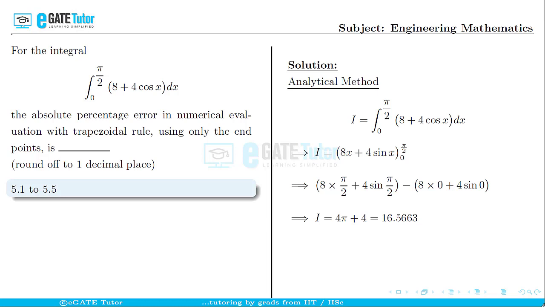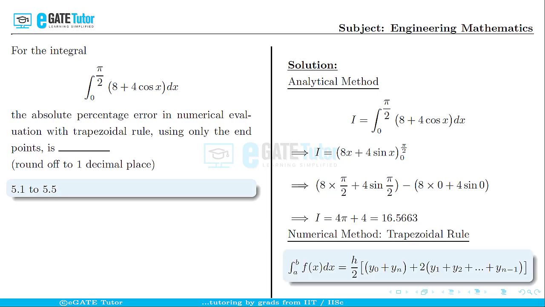Now let's move on to the numerical method, which is trapezoidal rule. Let us first know what is trapezoidal rule. To calculate any definite integral according to the trapezoidal rule, integral a to b f of x dx is equal to h by 2 into y0 plus yn plus 2 into y1 plus y2 plus so on up to yn minus 1.